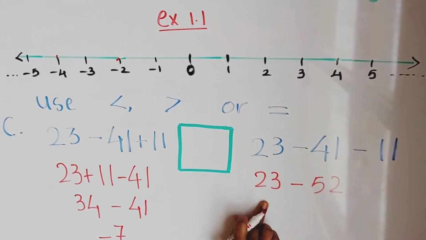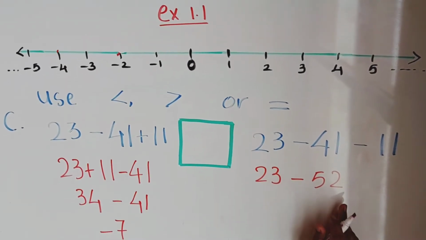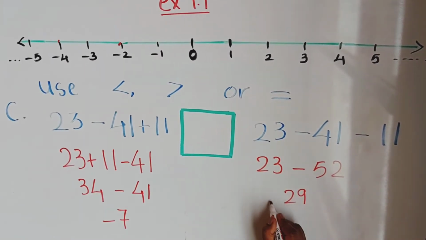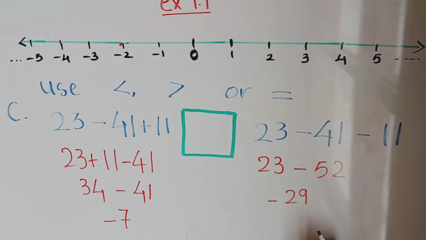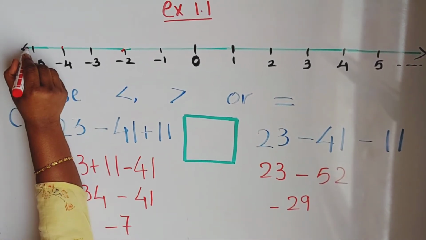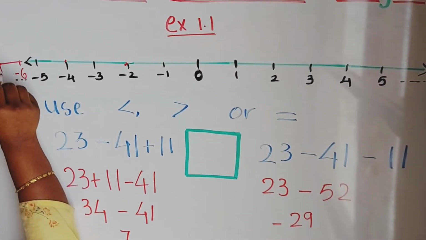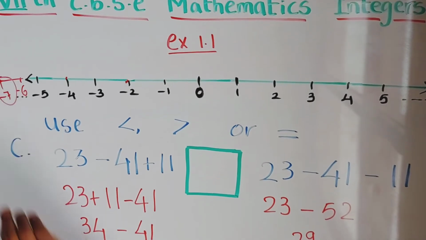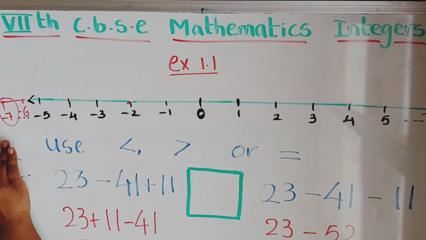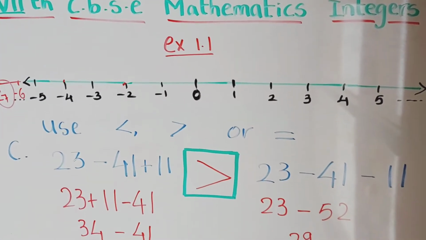Now one positive integer and one negative integer. Minus 52 plus 23. So answer is 29. Which 29? It is plus or minus? Minus 29. Right children? So which one is greater number or which one is smaller number? Tell me. Minus 7 is somewhere here after minus 5, minus 6 and minus 7, right? This is minus 7 and minus 29 is after these numbers. So minus 7 is greater than the minus 29, right children?